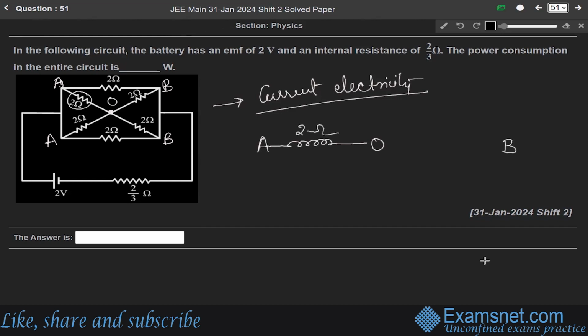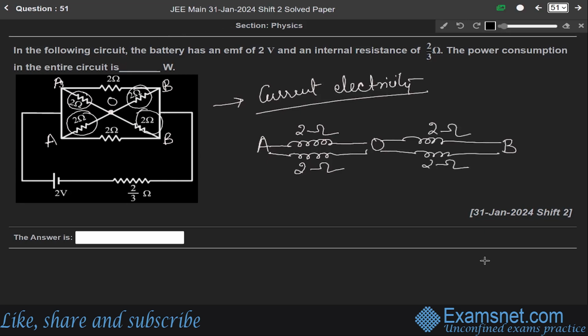And again between A and O, a resistor having a resistance of 2 ohm. And between O and B, 2 ohm. Also between O and B, 2 ohm. So this is of 2 ohm and another resistor of 2 ohm.